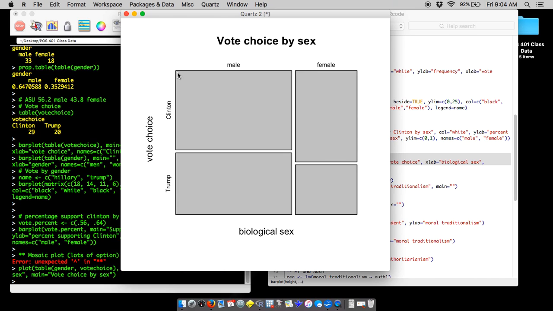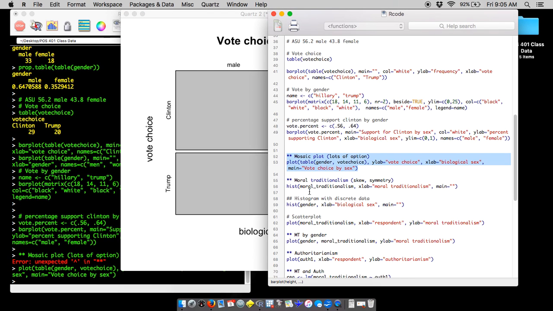We can also see that there's more men who are going to vote for Clinton than men that are going to vote for Trump, and more women that are going to vote for Clinton than women that are going to vote for Trump. But we could also see by where these breakpoints lie that men are more likely to vote for Trump than women, right? So you get all the information about the frequency of each variable, as well as the different proportions of those variables, all in one plot with a mosaic plot. Okay, so those are discrete variables.